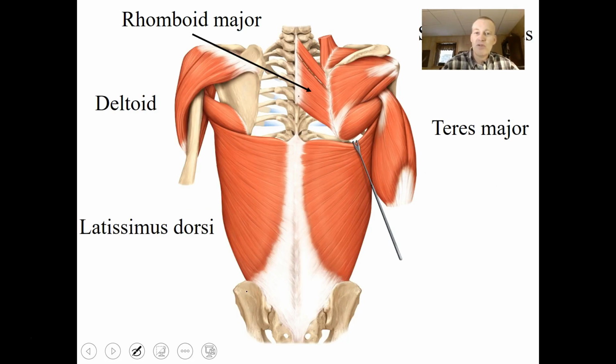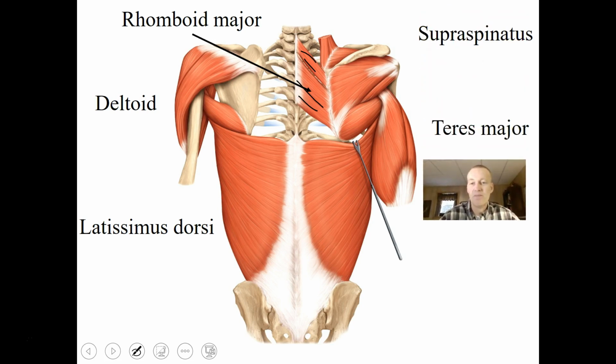So here we see the rhomboid major again. I'm not requiring you to know all the muscles like the rhomboid minor, but just trying to reduce down the number of muscles you had to know. So rhomboid major. The deltoid is going to allow you to do all kinds of things with your arm, adduct and abduct your arm or pull your arm out or in. So the deltoid. The latissimus dorsi will also allow you to do things with your arms. It allows you to pull your arms backwards. Latissimus dorsi.